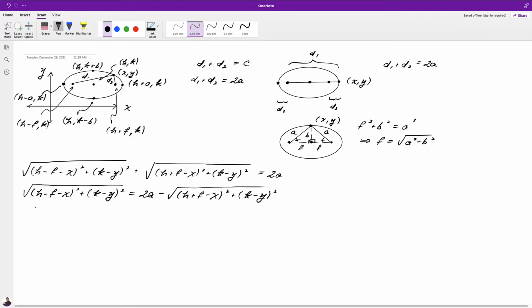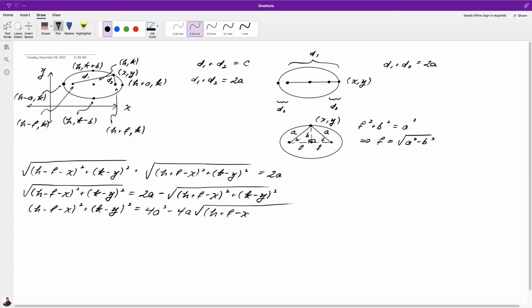Okay, squaring this just gives us the following. (h minus f minus x) squared plus (k minus y) squared equals, squaring this side, I'm going to get 4a squared minus 4a times the square root of (h plus f minus x) squared plus (k minus y) squared, plus (h plus f minus x) quantity squared plus (k minus y) quantity squared.